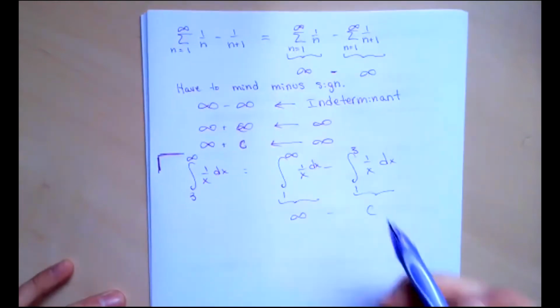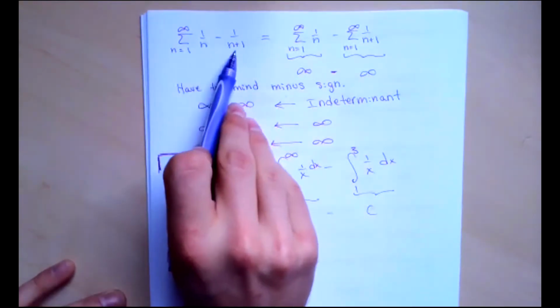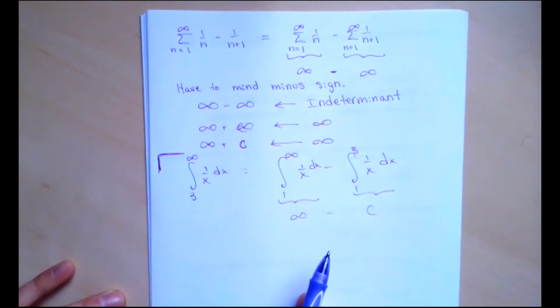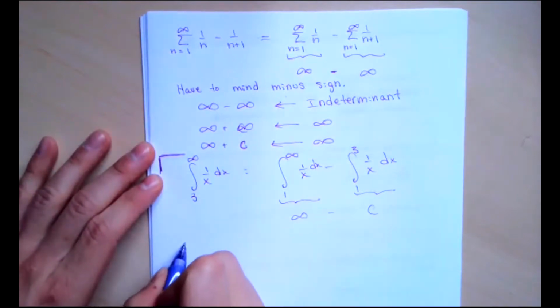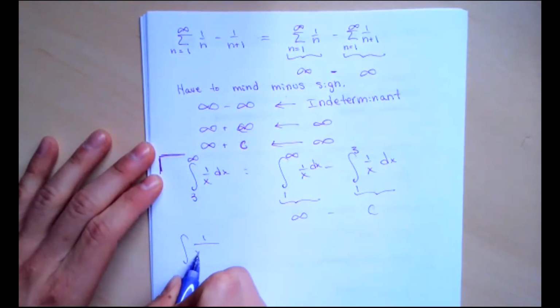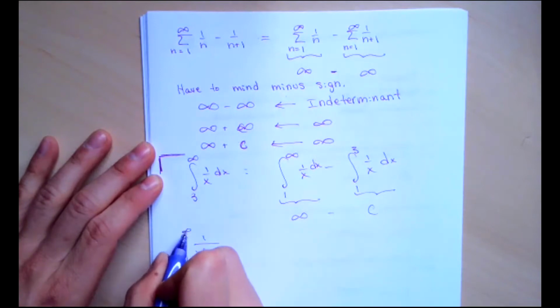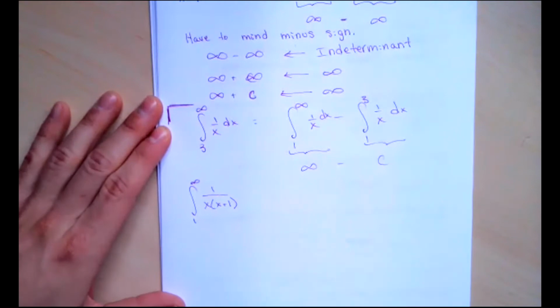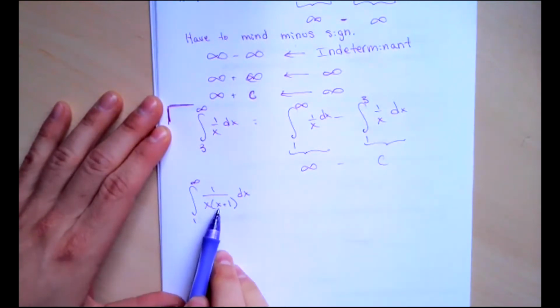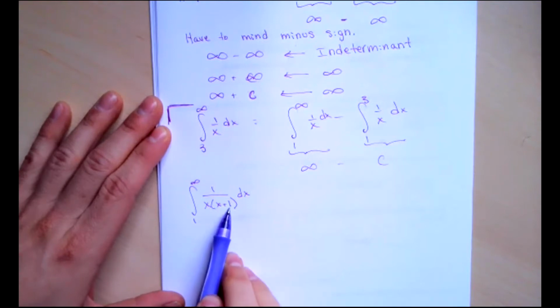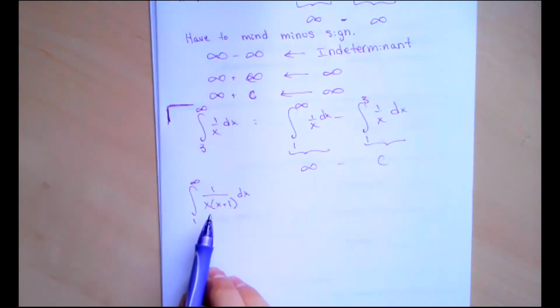So let's compare what we just did with the integral. If we were to take a look at this integral of 1 over x times x plus 1, and let's just start it back at 1 to infinity. What's going on with this guy? Well, this is x squared plus x. By a p-test, it should converge because it's like 1 over x squared.